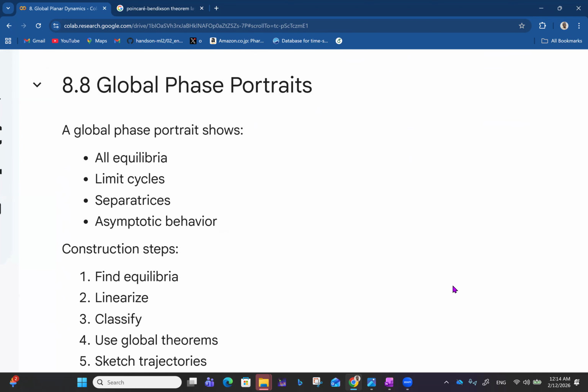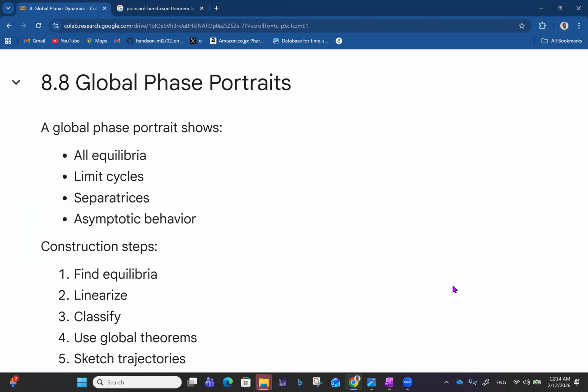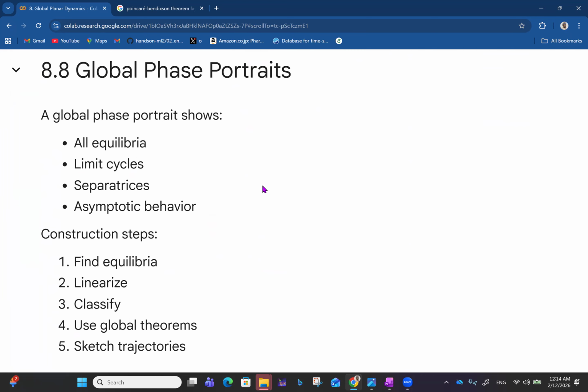We move on to global phase portraits. A global phase portrait shows all equilibria, limit cycles, separatrices, and asymptotic behavior. Asymptotic behavior is that thing you see in a saddle, where something is moving towards the equilibrium point, but very close to it, it just gets diverted away. Then you have construction steps. You find equilibria, you linearize, you classify. Linearization is about the Jacobian part, where you form the Jacobian matrix, then you find the eigenvalues, and then you classify the equilibria, and then you can use global theorems and sketch trajectories.